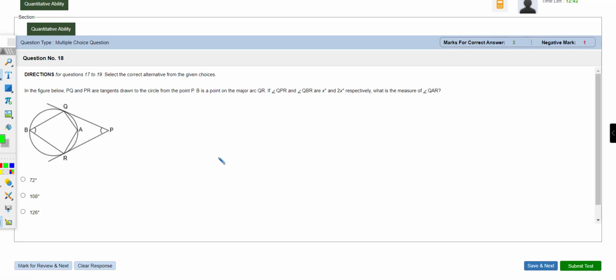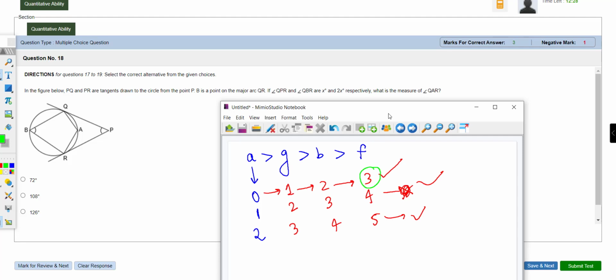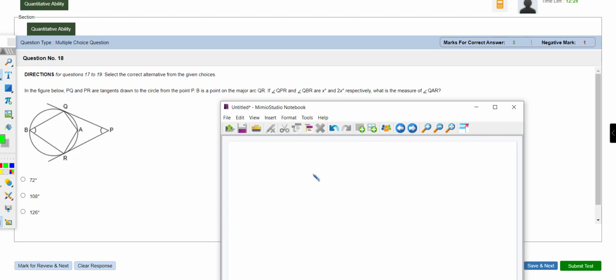After this, question number 18. Okay, in the given figure, PQ and PR are tangents drawn to the circle from point P. Okay, measure R, QR. We know the measurement. This looks fine. We'll do this question. Okay, so over here, look here. Let me draw the diagram first of all. This is a circle. These are 2 tangents.